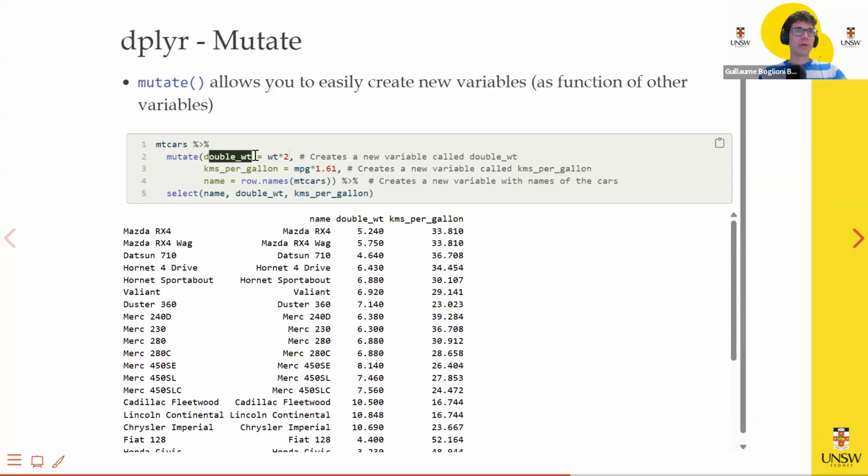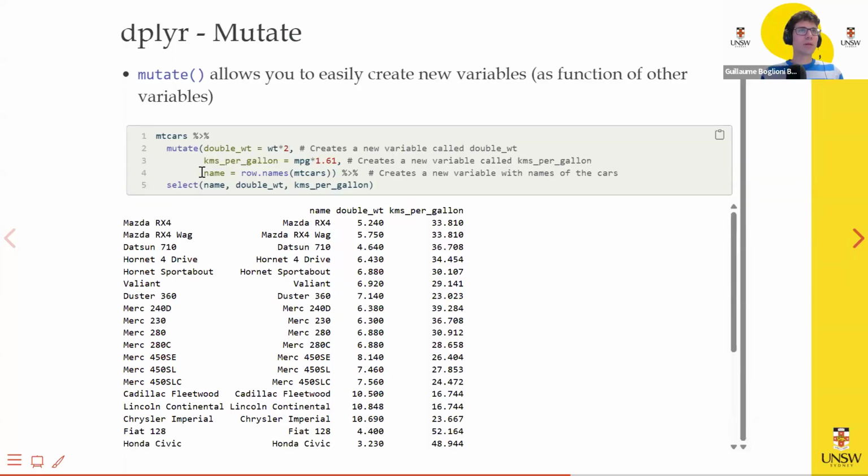For some reason, we're creating a variable called double weight, where it's just twice the weight. Maybe we missed the opportunity here to create a variable that is the weight in kilograms, right? Which would be 2 times 2.2 or something. But anyway, now we just create a variable that's twice the weight. We want kilometers per gallon instead of miles per gallon. So obviously we just need to multiply miles per gallon by whatever constant we need. You know, how many kilometers there are in 1 mile, roughly 1.61.